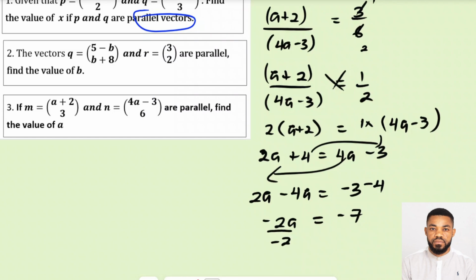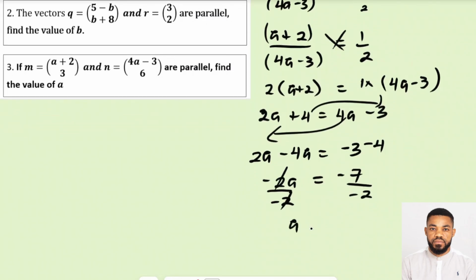So we divide here by negative 2, and here also by negative 2. So they will just cancel out. So we have a equal to, now let's see, this minus can also cancel this minus. So we're going to get 7 on 2. And that's the final answer.